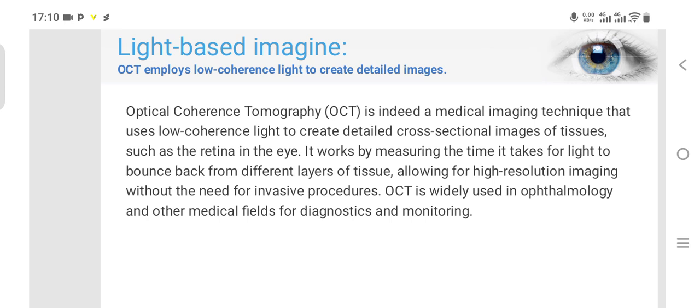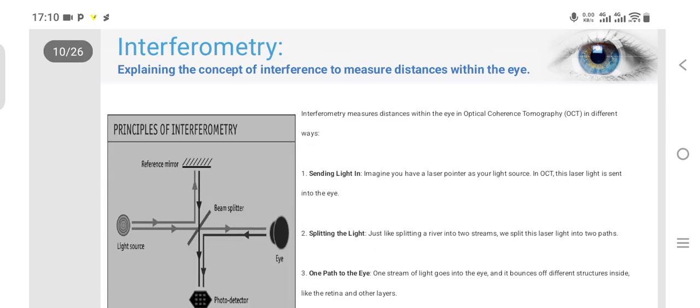OCT is a medical imaging technique that uses low coherence light to create detailed cross-sectional images of tissue, such as the retina in the eye. It works by measuring the time it takes for light to bounce back from different layers of tissue, allowing high resolution imaging without the need for invasive procedures. OCT is widely used in ophthalmology and other medical fields for diagnosis and monitoring.